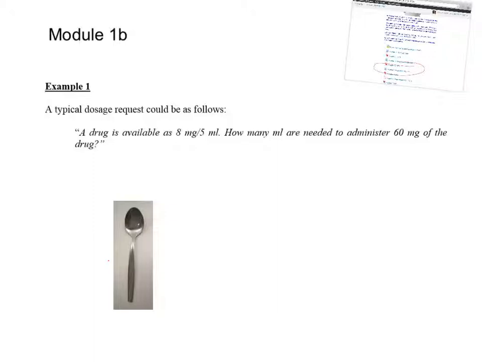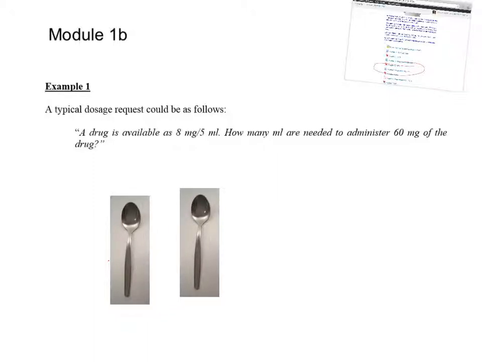So if we have 1 teaspoon, that teaspoon, which holds 5 milliliters, also contains 8 milligrams of the drug. Of course if 5 milliliters contains 8 milligrams of the drug, then 2 teaspoons or 10 milliliters is going to contain 16 milligrams, 3 teaspoons is going to contain 24 milligrams, and so forth. So the calculations that you do are all based on rates and proportionality. If we increase the volume, then of course we increase the milligrams contained in that volume proportionately.